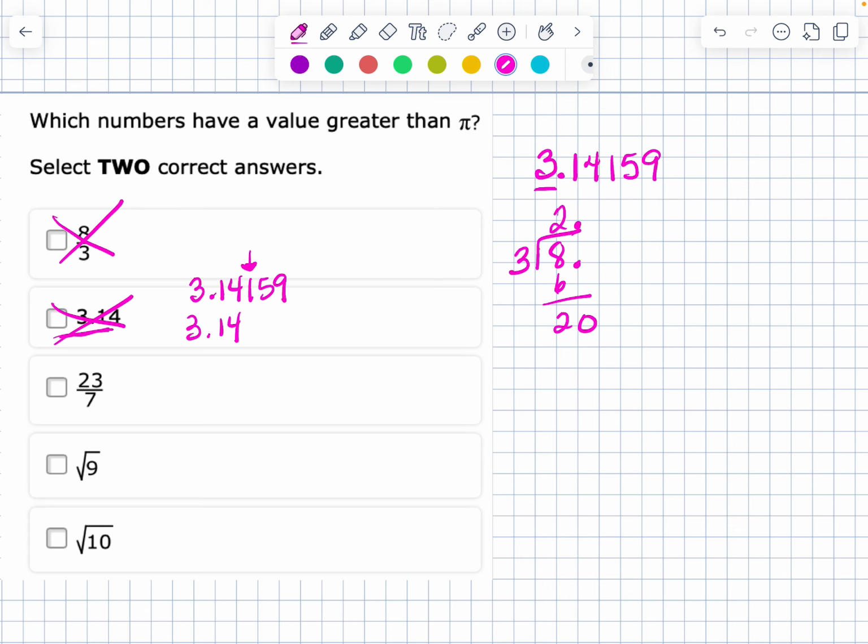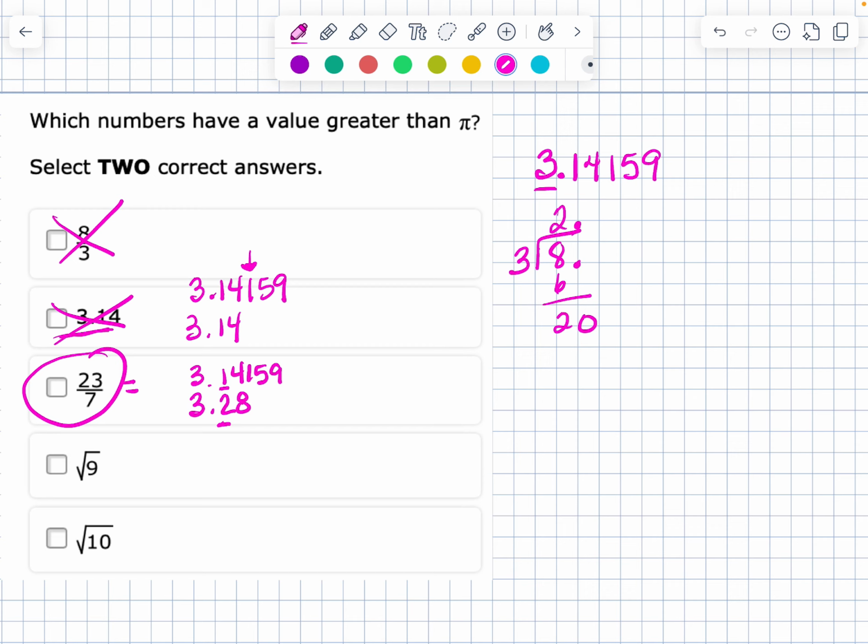The next one is 23 over 7. 7 goes into 21 3 times, and then we're left with some more. So let's go ahead and enter that one in the calculator, and we get 3.28. Okay, and we compare that to 3.14. You can see that 2 is greater than 1, so this is greater than pi.